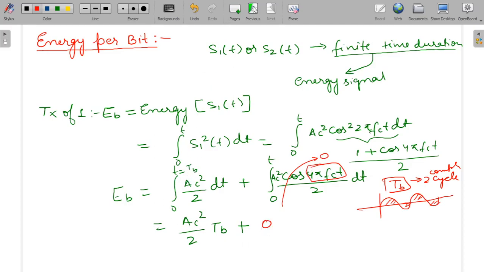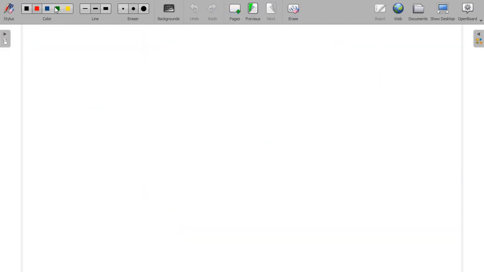So our Eb, that is the energy per bit, is equal to Ac squared by 2 Tb. The unit will be joules, for when transmission of bit 1 is done.